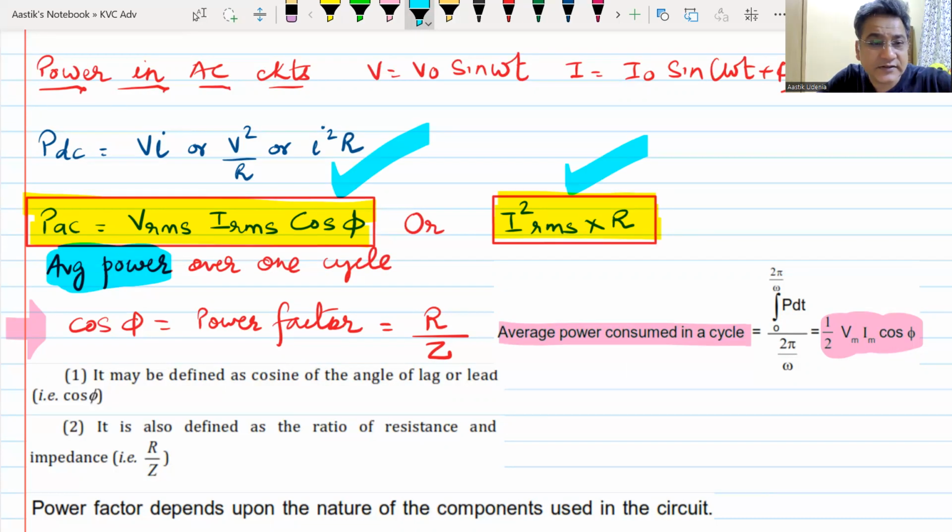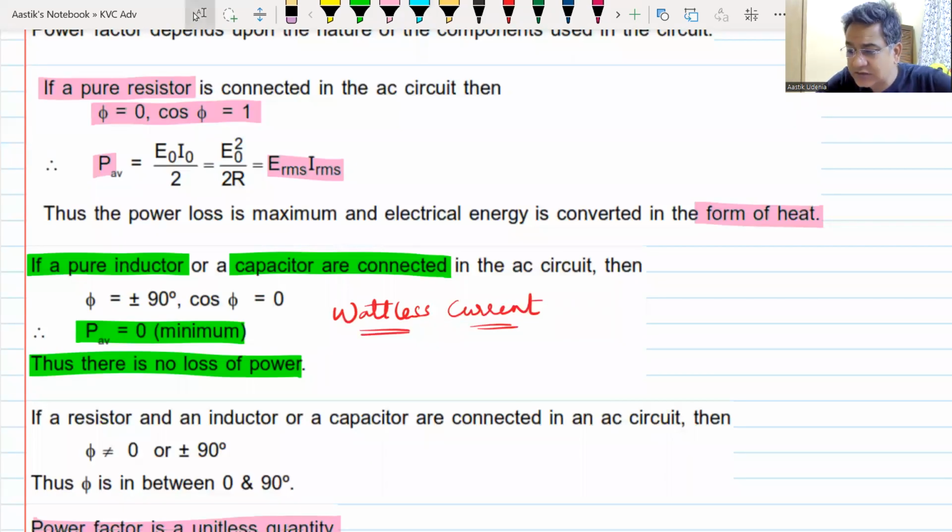Cos phi is known as the power factor of this circuit. The value of this power factor depends on the type of circuit. If it's a pure resistive circuit, the value of phi is 0, so cos phi becomes 1. If it is a pure inductor or pure capacitor, the value of phi is 90 and the power factor becomes 0. We call such current wattless current. Why? Because there is no power consumed in such a circuit.